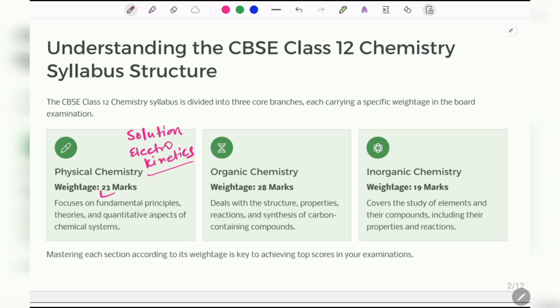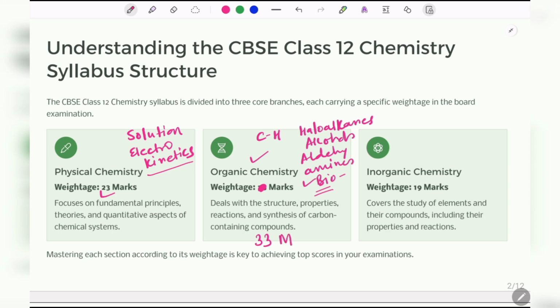Then we come to organic chemistry, which has got the maximum weightage. As we can see here, it's of around 28 marks, dealing with chapters related to carbon and hydrogen. For example, the chapters related to it will be haloalkanes and haloarenes, alcohols, phenols and ethers, and then you have your aldehydes, ketones and carboxylic acids, and finally you have amines. There's another chapter called biomolecules, which also can come under this category. So the weightage of this will not be 28 marks, actually it will come to 33 marks.